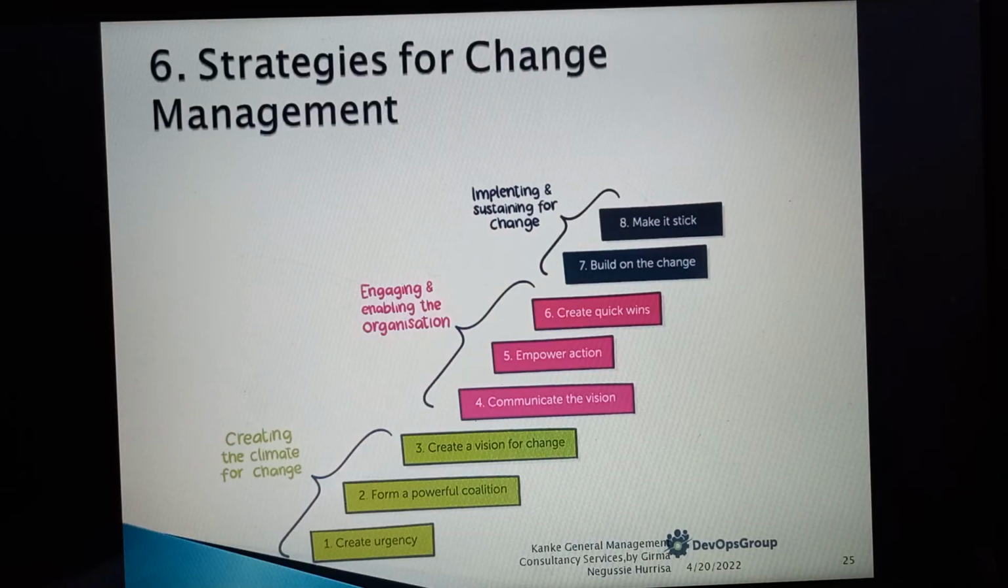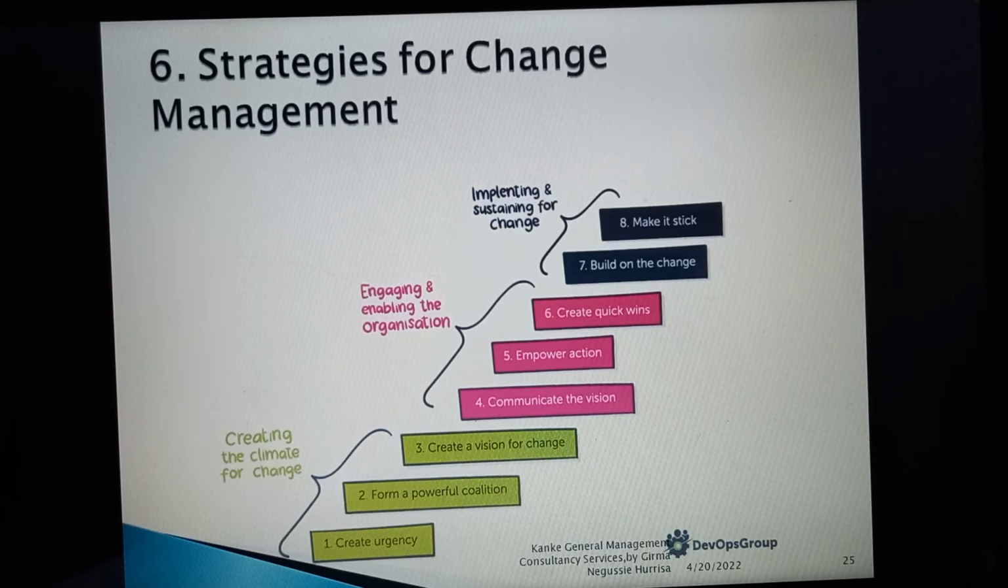This could be divided into three major categories. The first one is creating a conducive climate for change. After creating a conducive climate for change, which in turn has three divisions, engaging and enabling the organization. Creating a climate for change could be in terms of facilities, resources, the necessary resources, and in terms of skills and knowledge of employees through capacity building or delivering training. In such a way, the conducive climate for change will be created.